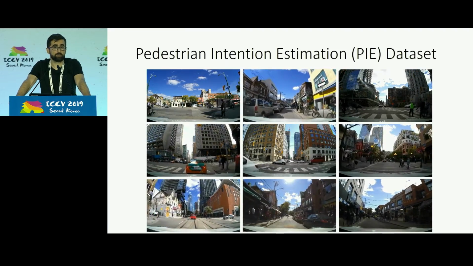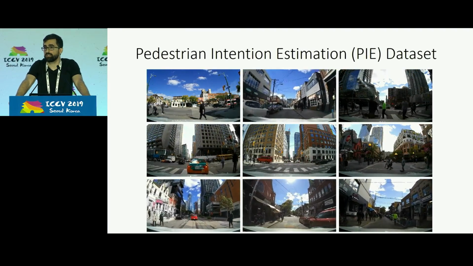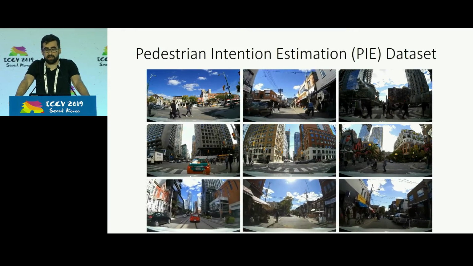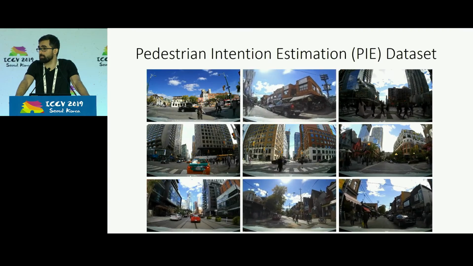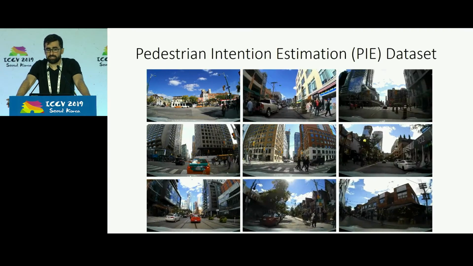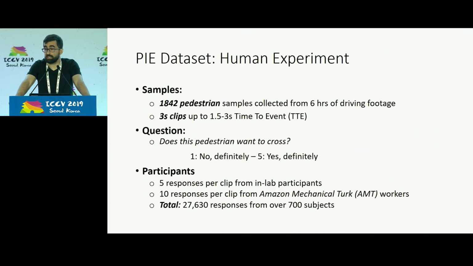This dataset contains more than 6 hours of footage collected in downtown Toronto, Canada, and is recorded on roads with different structure, traffic densities, and crowds of people. Using this dataset, we conducted a large-scale human experiment. For that, we selected 1,842 pedestrian samples. We extracted 3-second clips for each sample, and we showed these clips to the participants.